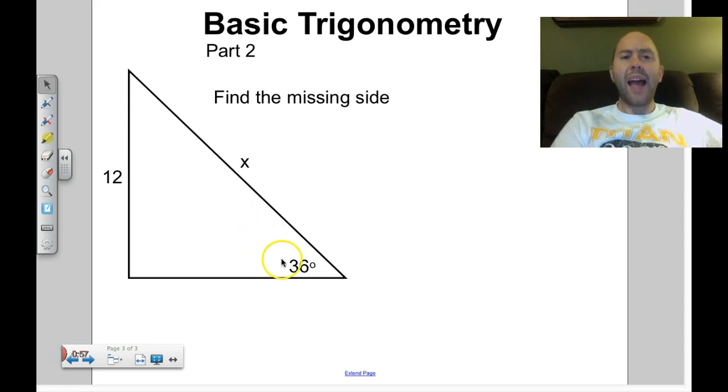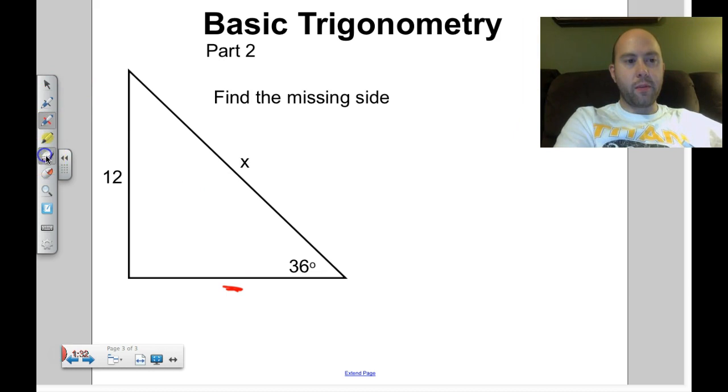Well, ask yourself this very important question. What does this side and this angle have a relationship with? What I mean by that is, are they adjacent to each other? Are they opposite of one another? Well, this side is opposite of this angle. Again, to be adjacent, you need to be touching the angle, touching this corner. This side is opposite of this corner.